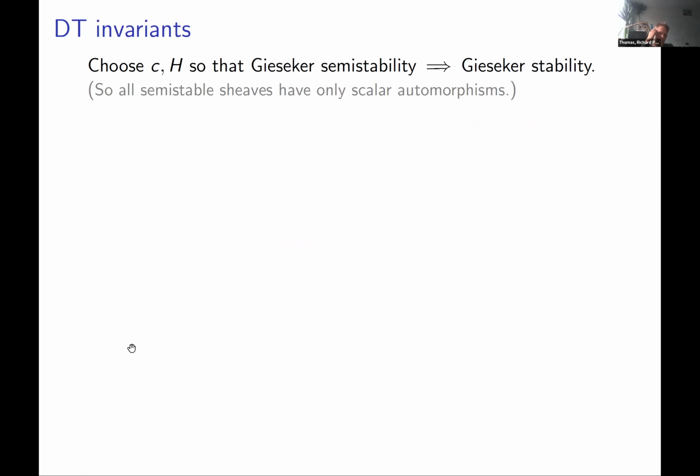Okay, but DT invariants usually were defined using Gieseker stability, and moreover, initially, when D and T were involved, there was this assumption that there are no strictly semi-stable sheaves, because strictly semi-stable sheaves have automorphism groups, and how to handle those is very complicated. So the initial assumption is that whenever you have a semi-stable sheaf, it's automatically stable. So let's assume we're in that situation for this slide, and then we'll drop that assumption shortly after.